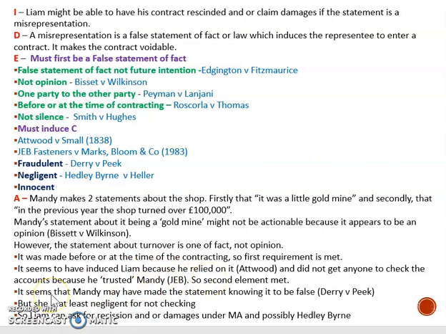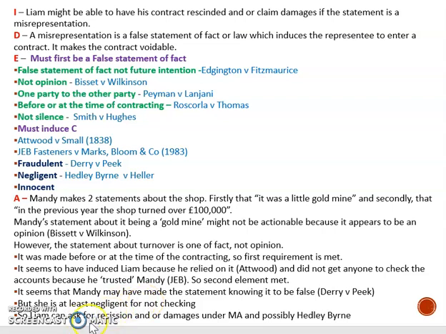Now, what type of misrep is it? Well, it seems that Mandy may have made the statement knowing that it's false, Derry v Peek. So if I was in the exam writing fully, I'd say maybe she's lying about the turnover because she wants to sell the shop. But she is at least negligent for not checking. So even if we can't prove fraud here, we can say, well, it's her shop. She should have looked at the accounts before she made a statement about turnover. So she's negligent. It's definitely not innocent.